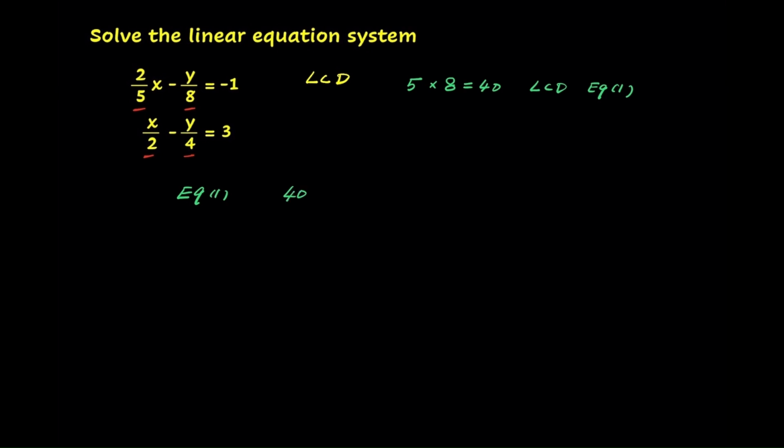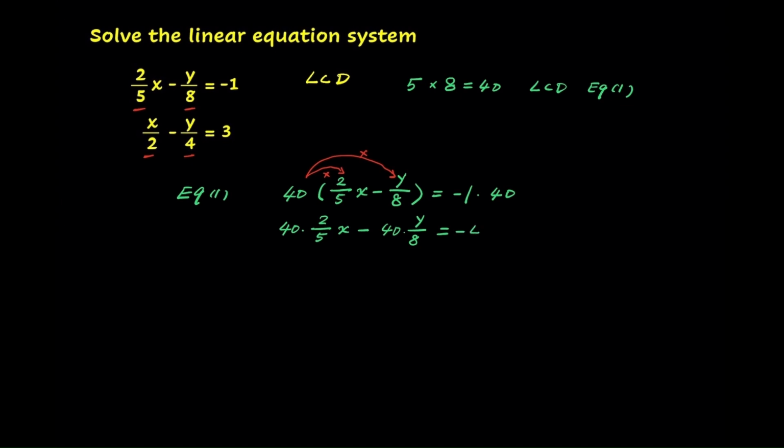When we multiply 40 to the left side, we need to multiply it to the entire expression. The expression on the left is 2 over 5 x minus y over 8, and it equals negative 1 multiplied by 40. Now we distribute the 40 to each term in the brackets. So we have 40 multiplied by 2 over 5 x minus 40 multiplied by y over 8. And on the right side, we just have negative 1 multiplied by 40, which gives us negative 40.